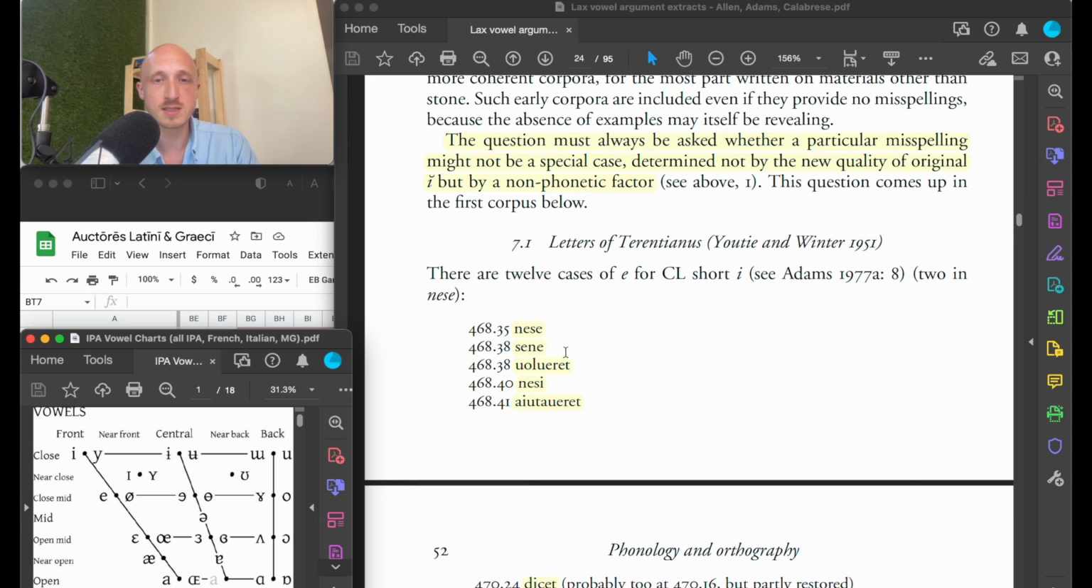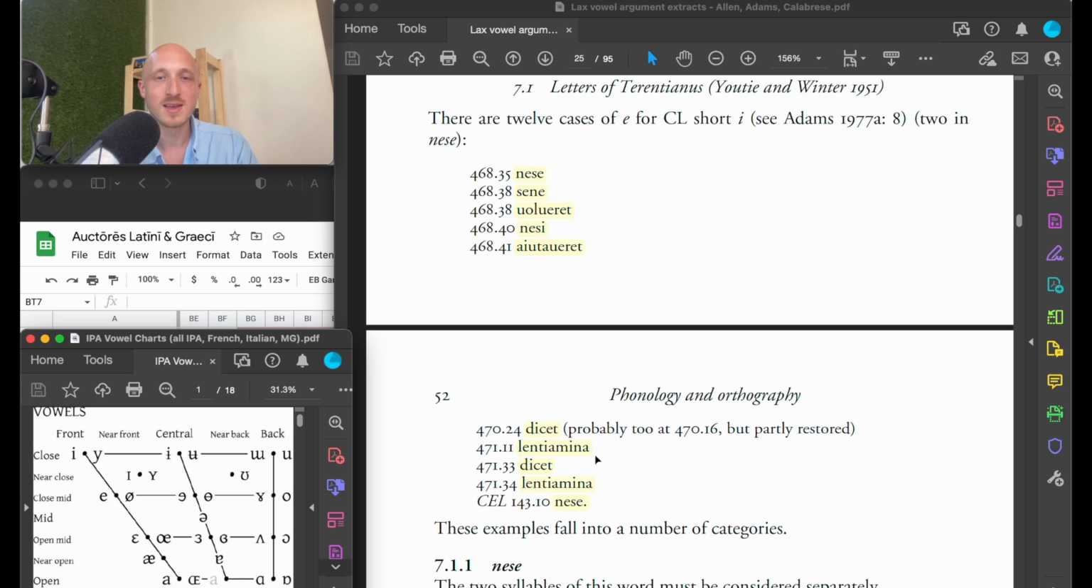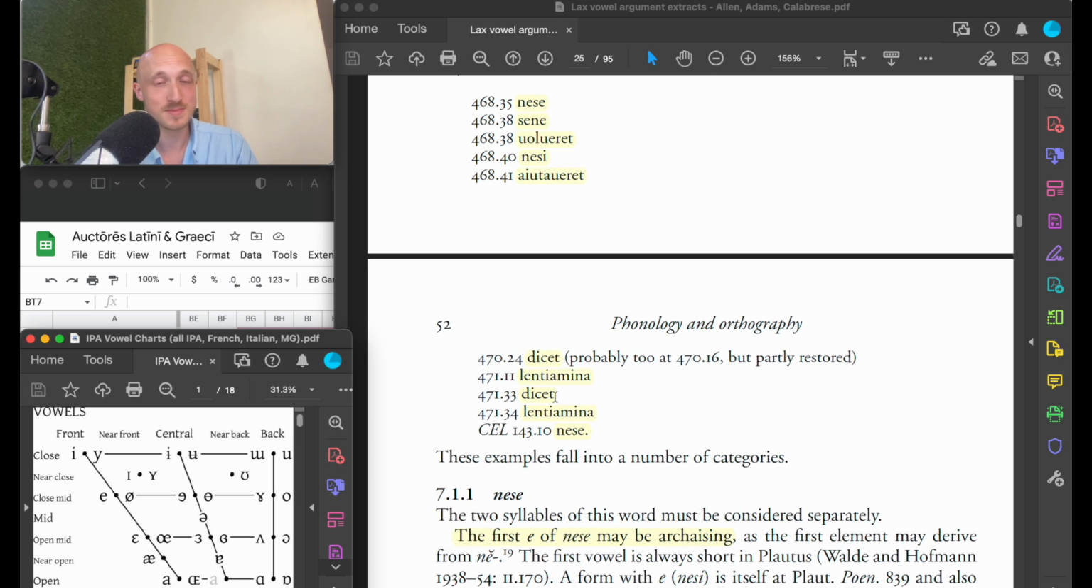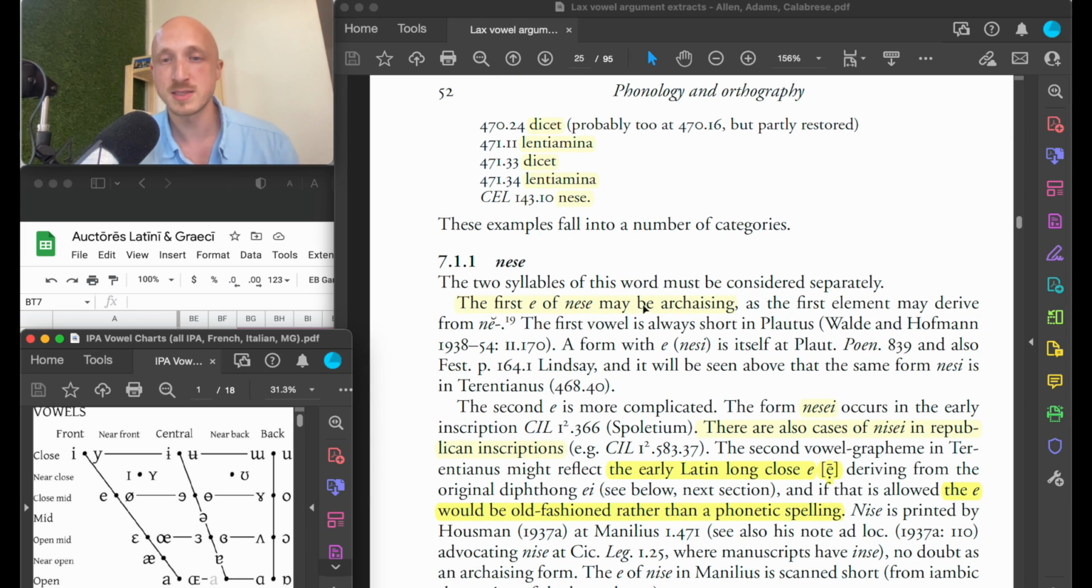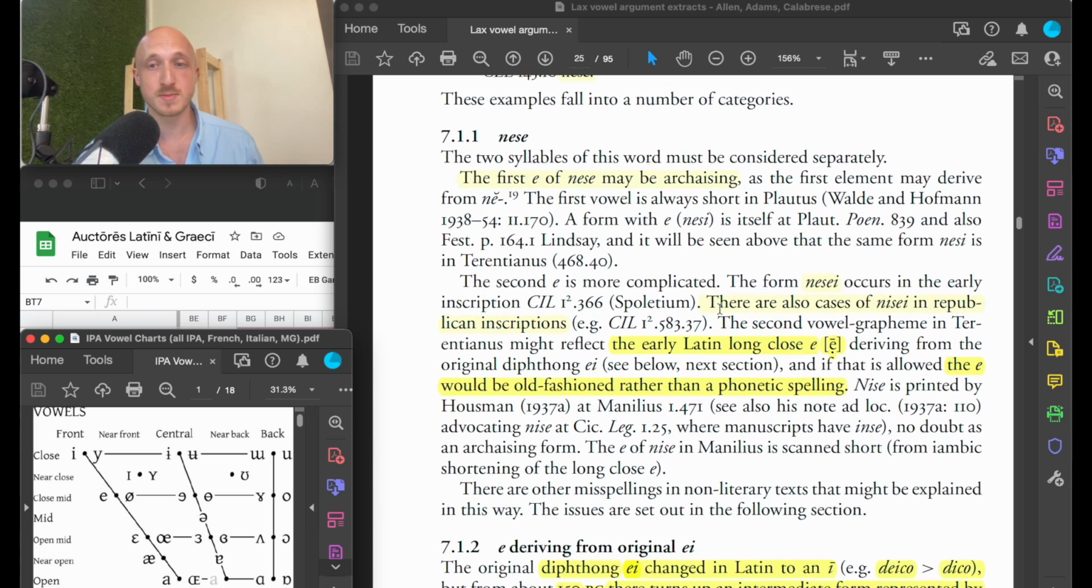All right, we see nesse, sene, volueret, nessi, not ad, but aiutaveret, dicet, lentiamina, dicet, lentiamina again, and nesse. So he talks about these in detail. The first of nesse may be archaizing. The form nessi occurs in the early inscriptions, so this nessei. So there are also cases of nisei in Republican inscriptions. So the second vowel grapheme in Terentianus might reflect the early Latin long close e. So this is an early Latin thing.